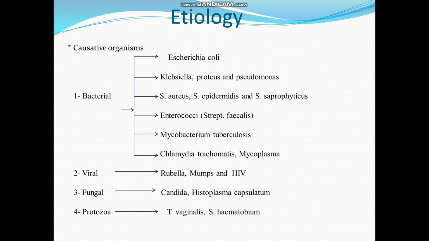Let's check the etiology. The causes of urinary tract infections are bacteria, viruses, and fungi. Among bacteria, E. coli causes 80 to 85% of urinary tract infections, and rarely viruses and fungi can cause them. Most urinary tract infections are caused by bacteria, and these are some examples of microorganisms which can cause the infection.